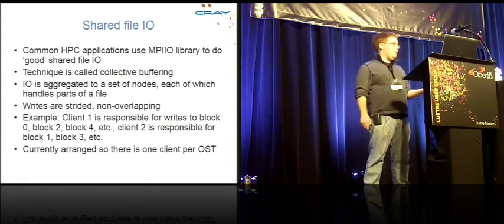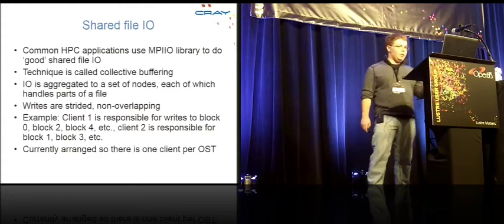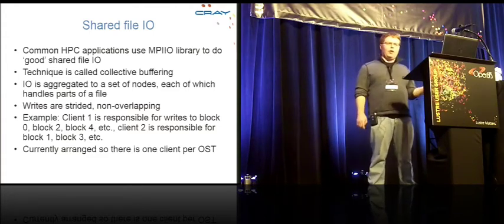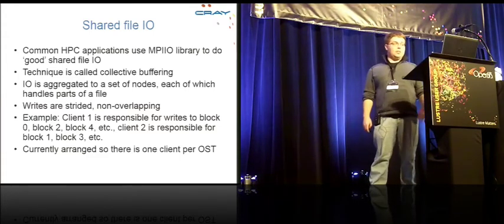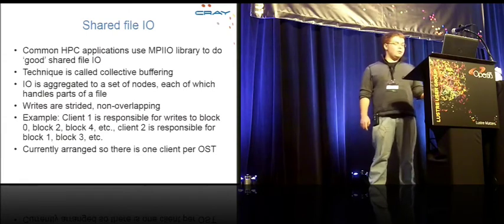And so currently, the MPI/IO collective buffering, which is specifically for Lustre, is set up so there's one client per OST. And this is in the upstream MPI/IO, that's the Lustre ADIO. It's all freely available. I think Argonne was involved in getting it together, and some of the people from CFS back in those days.